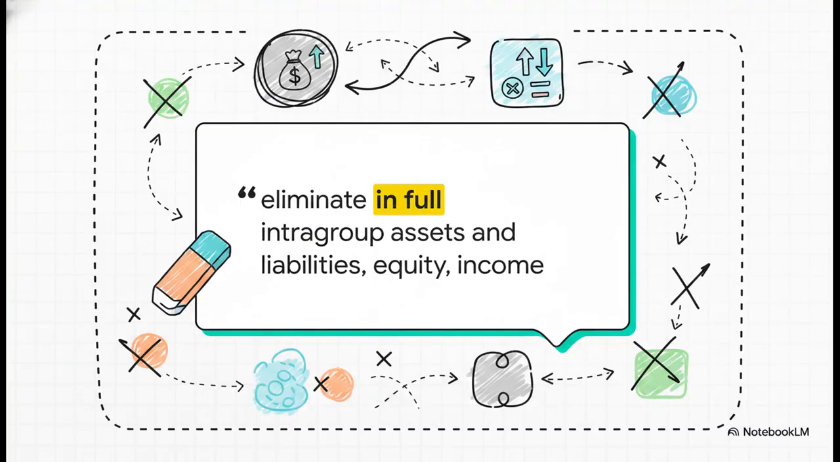To solve this little puzzle, we have to look directly at paragraph B86 of Appendix B of Ind AS 110. And the standard here is crystal clear. It literally says you have to eliminate in full intragroup assets and liabilities, equity, income, expenses, and cash flows relating to transactions between entities of the group. Basically, the whole principle of consolidation means you've got to completely offset and wipe out those intragroup transactions, right? You only report the transactions that are happening outside the group.